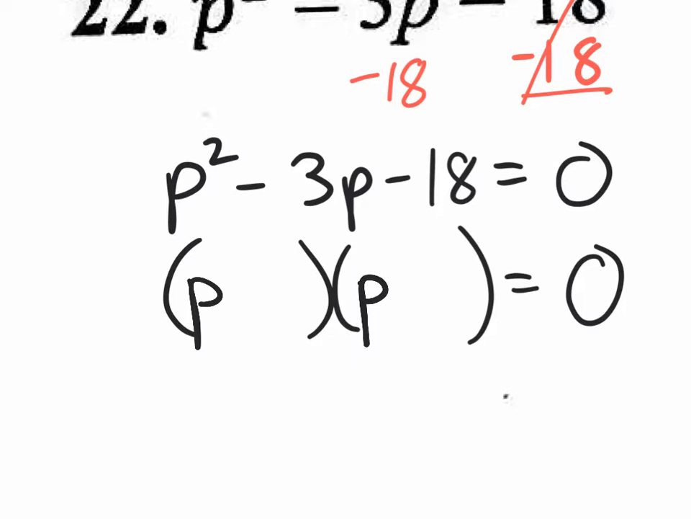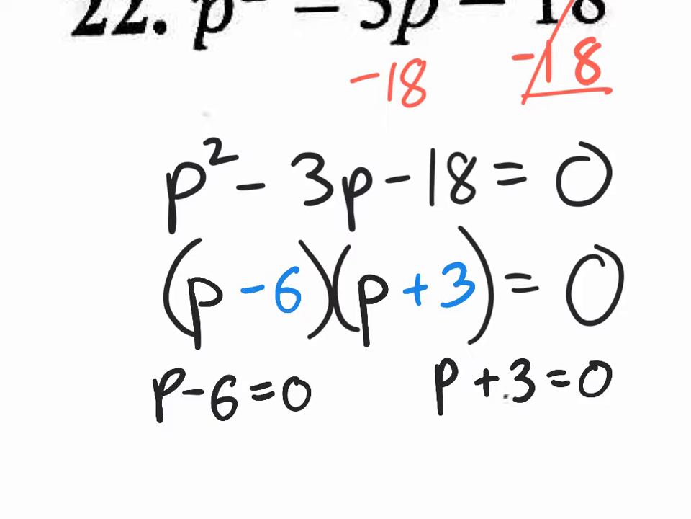And what times what is negative 18 that if you add together is negative 3? If you don't see it, make a list. Negative 6 times positive 3, right? Negative 6 times positive 3, that'll give you negative 18. And if you combine it together, it really does give you a negative 3. So we factored it. Now we're going to split it. And now we're going to solve them, right? Factor, split, and solve. So one answer is p equals 6. The other answer is p equals negative 3.